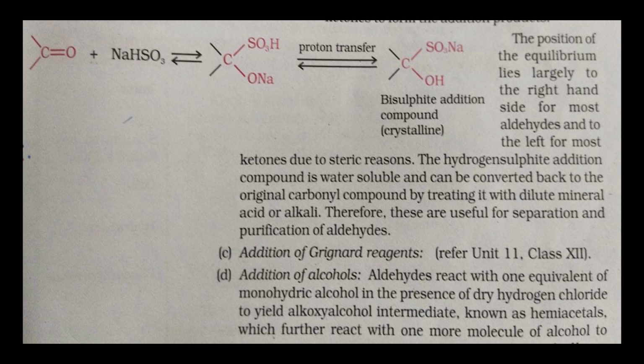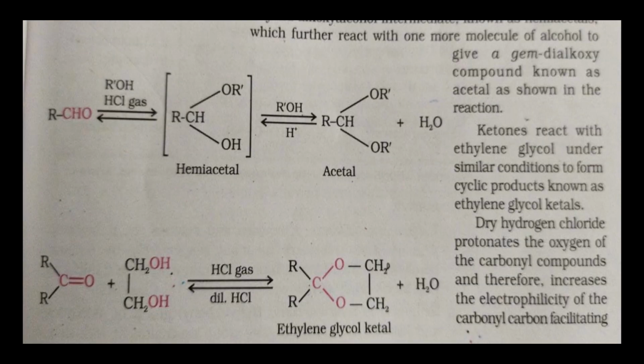So the third one is addition of Grignard reagents. Please refer to Unit 11 of Class 12. Next one is the fourth one, that is addition of alcohols. Aldehydes react with one equivalent of monohydric alcohol in the presence of dry hydrogen chloride to yield alkoxy alcohol intermediate known as hemiacetals, which further react with one more molecule of alcohol to give a gem-dialkoxy compound known as acetal, as shown in the reaction.